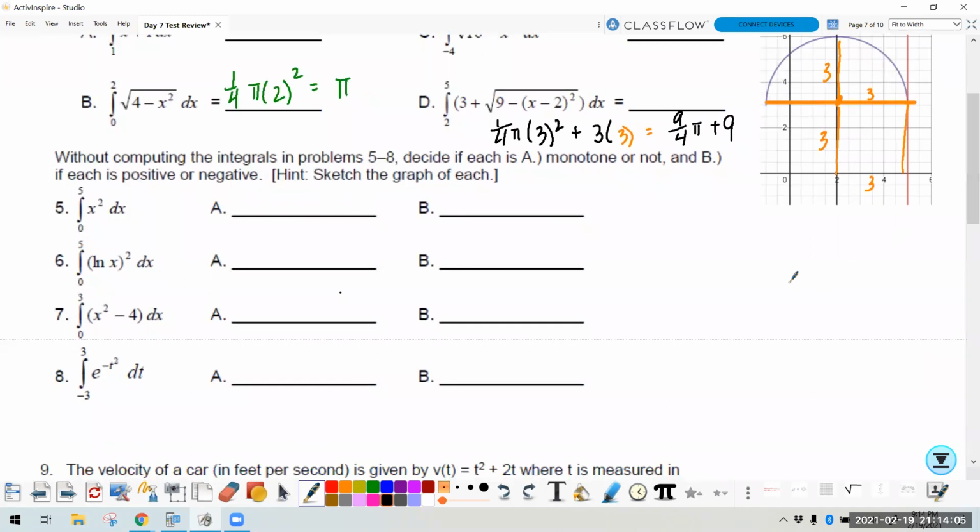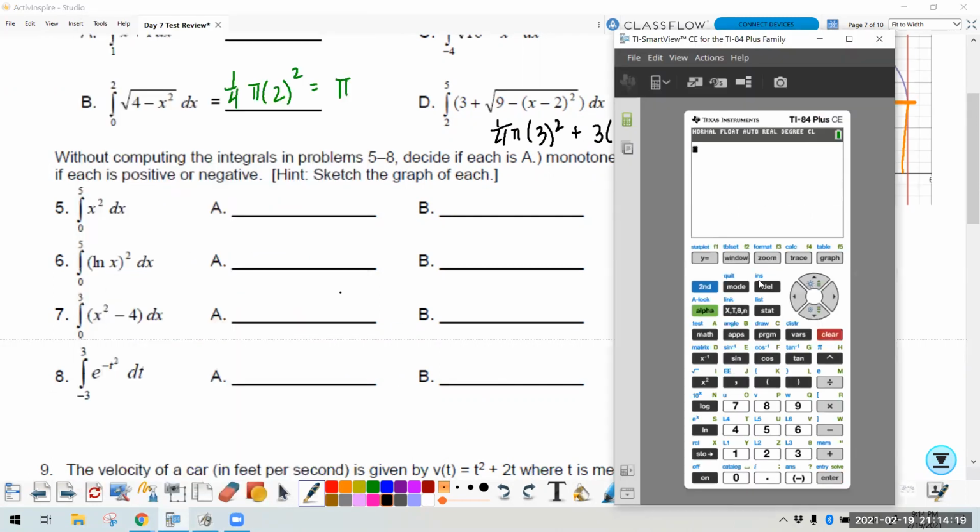Okay, without computing the integrals, decide if A is monotonic or not, and B, if the integral is positive or negative. Okay, so let's look at the graph. I've got x squared, and I'm only looking at x squared from 0 to 5. So yes, that is monotonic. It is always increasing. And all of this area is above the x-axis, so that will be positive. As much as I love Desmos, there's no way for me to get that to stay on top of my other screen. So this calculator at least is a stay on top portion.